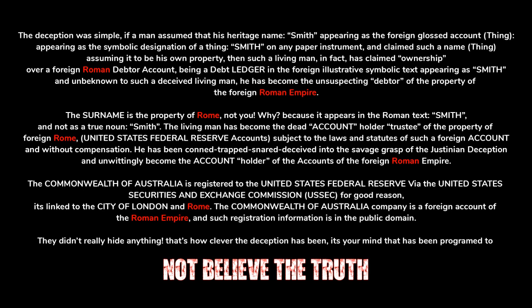The Commonwealth of Australia is registered to the United States Federal Reserve via the United States Securities and Exchange Commission, USSEC, for good reason. It's linked to the City of London and Rome. The Commonwealth of Australia Company is a foreign account of the Roman Empire, and such registration information is in the public domain. They didn't really hide anything. That's how clever the deception has been. It's your mind that has been programmed to not believe the truth.